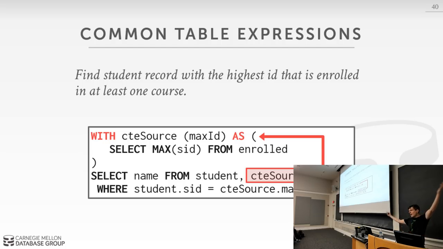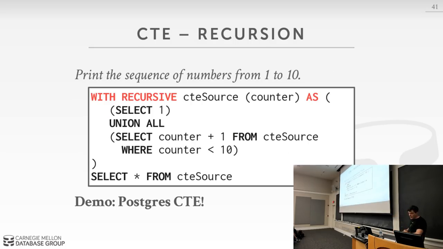Again, this is another example of how to do the same query, at a high level semantically the same query, just written in different ways. So now you may be saying, well, how is this any different than a nested query? Well, the answer is you can do recursion in a common table expression that you can't do in a nested query. So bear with me here, but this query is going to produce a sequence of numbers from 1 to 10, like a for loop.